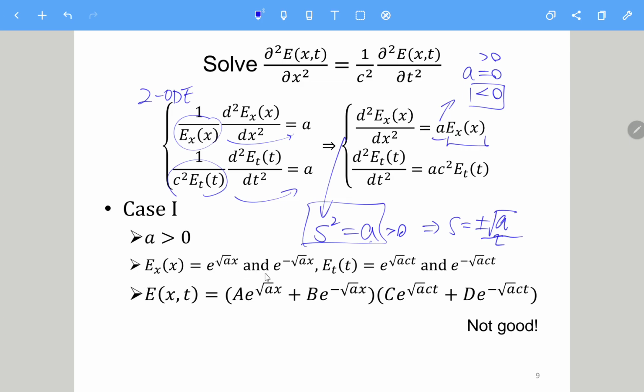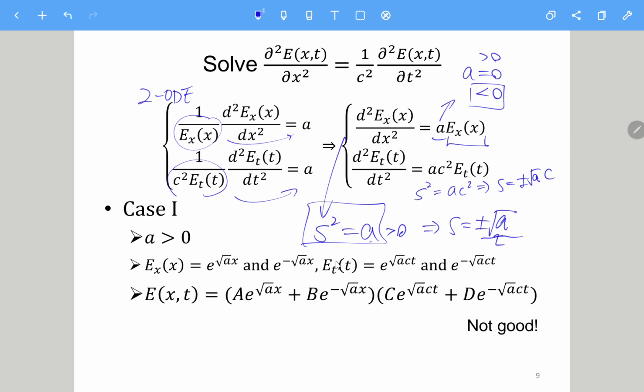Similarly, these two are quite similar. The only difference is that we have c squared here. So s squared equals a c squared, which means that s is equal to plus or minus square root of a times c. The only difference is that here we have c. Of course, this is a function of x, so we have x here. This is a function of time, so we have t here. So these are two homogeneous solutions for E_t.